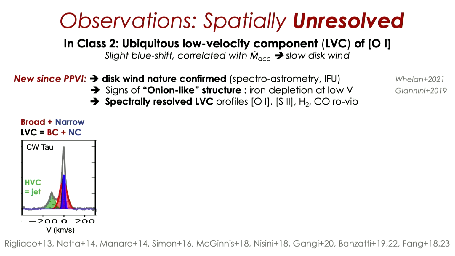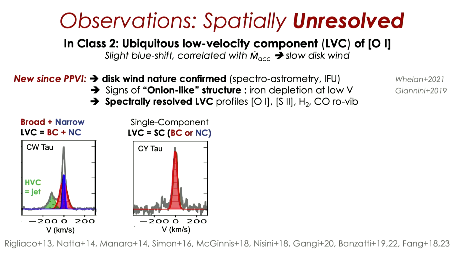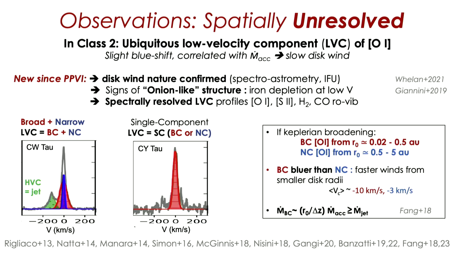And then finally, with new instruments, we've been able to spectrally resolve these low velocity component profiles, not only in [O I], but also in [S II], in H2, and in CO near infrared lines. What we find is that there are two kinds of profiles. Some of them you have to use two Gaussians to reproduce, a broad Gaussian and a narrow Gaussian, and I will use these colors in the following to distinguish them. Some other stars you can just fit with a single component, which I call SC, and it can be broad or narrow. If you look at the width of them, it seems to correlate with inclination in a way that is compatible with Keplerian rotation.